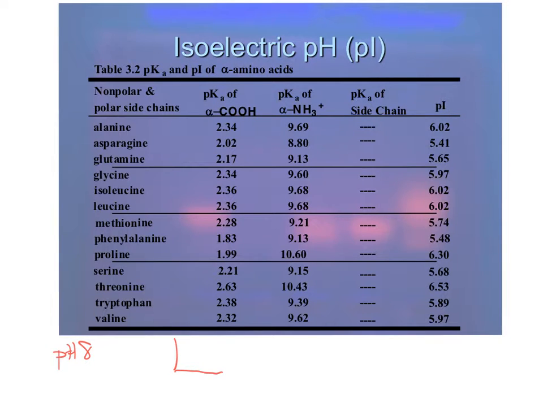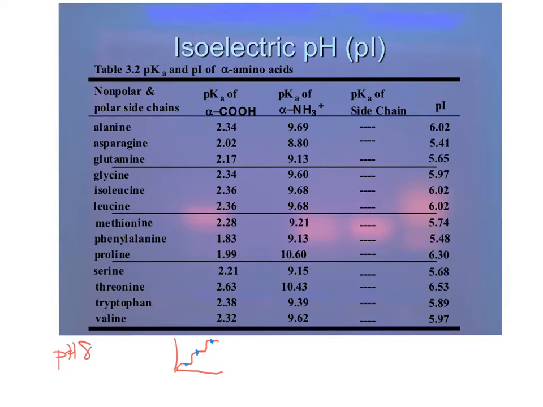So some people just need to draw the little titration curve. Remember, it's going to look roughly like this, where this is the pKa1, pKa2, and right there would be the pI. Something similar to that.